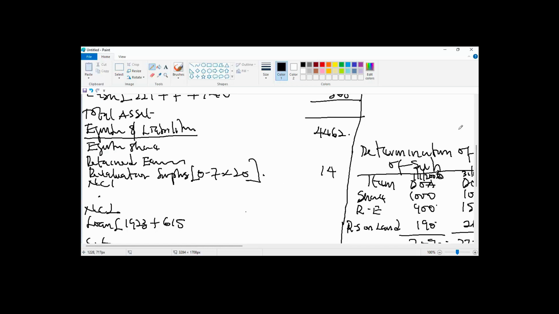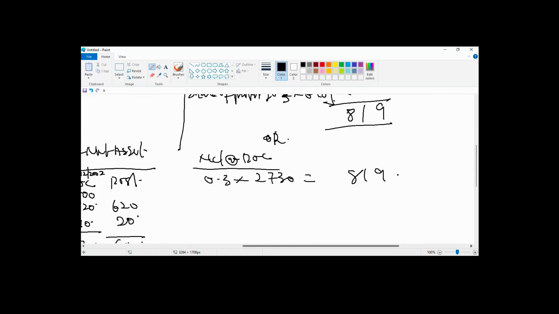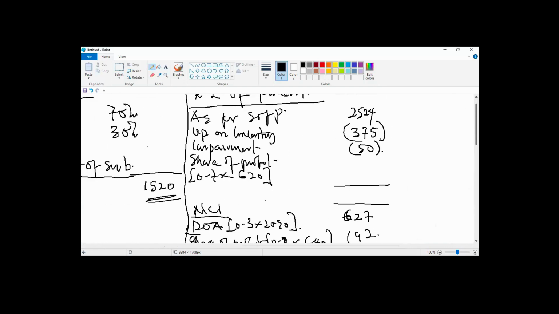Let's go back to the retained earnings so that I can move to the next question. 0.7 times 620 is 434. Sum it: 2533. Are you sure?